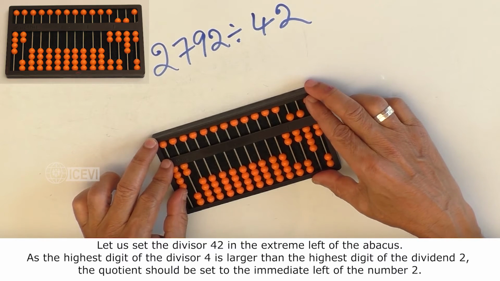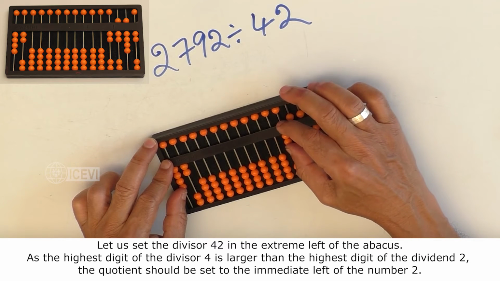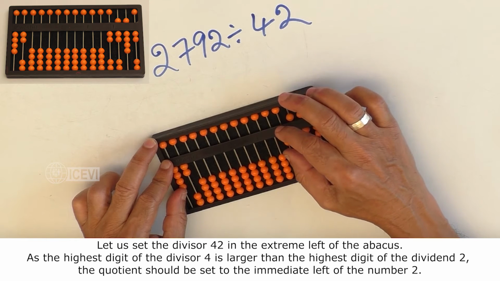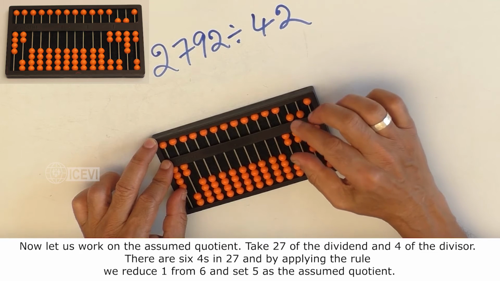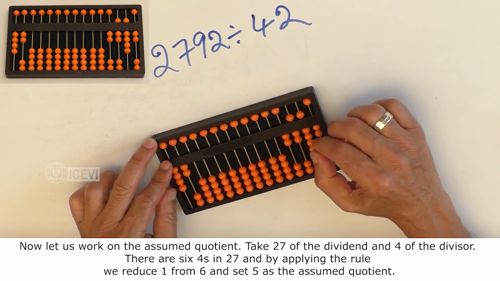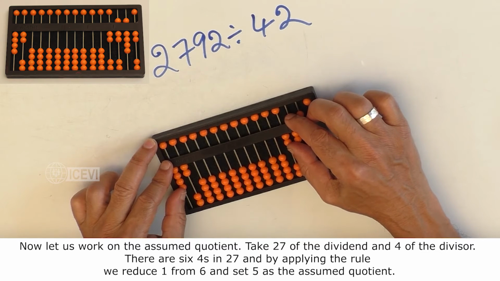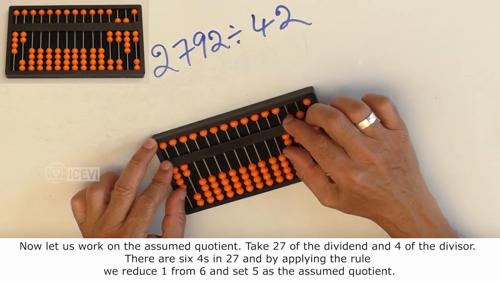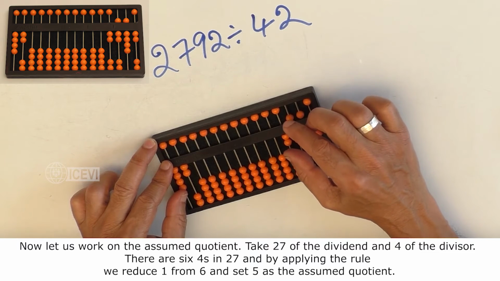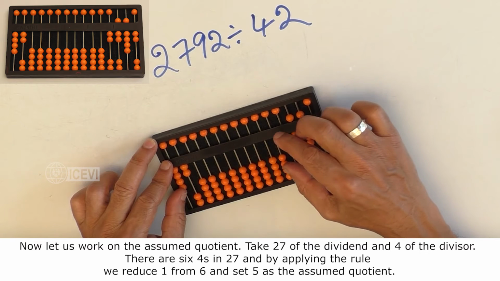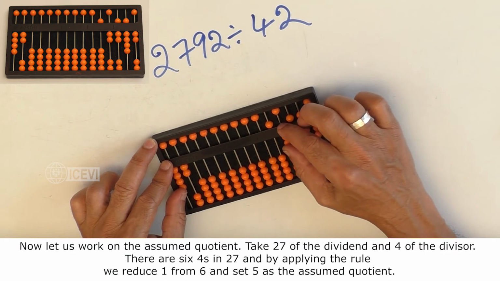As the highest digit of the divisor 4 is larger than the highest digit of the dividend 2, the quotient should be set to the immediate left of number 2. Now let us work on the assumed quotient. Take 27 of the dividend and 4 of the divisor. There are 6 4s in 27, and by applying the rule we reduce 1 from 6 and set the assumed quotient 5 to the immediate left of the dividend.